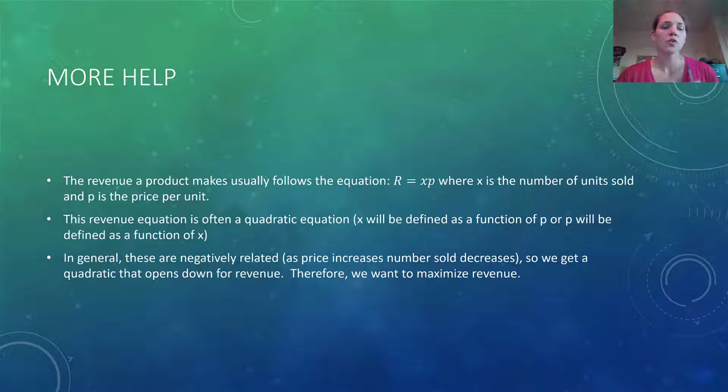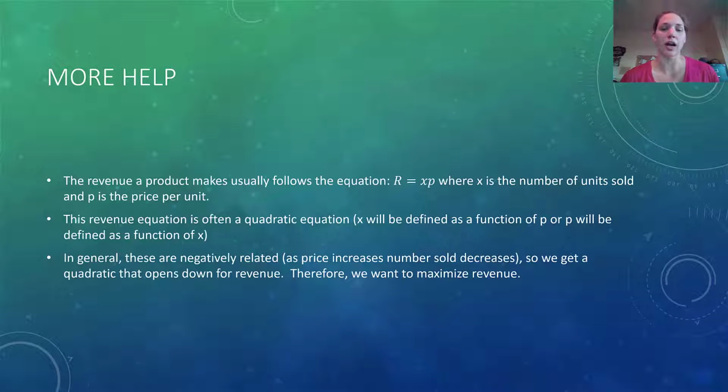A couple other things. Revenue is the product of the number of units sold and the price. So that's something that they're kind of assuming that you know at this point. So revenue is the cost times the price. And so it's written R equals XP. X would be the number of units sold and P would be the price.